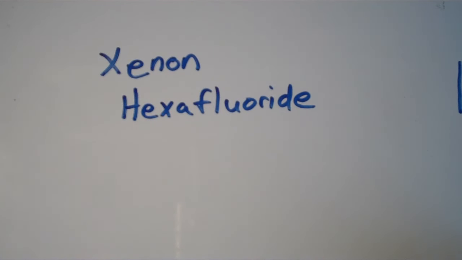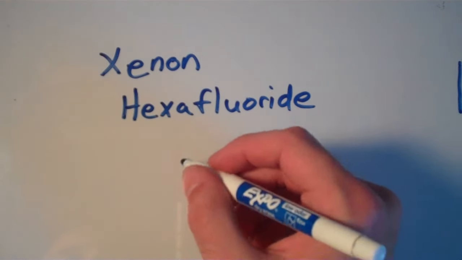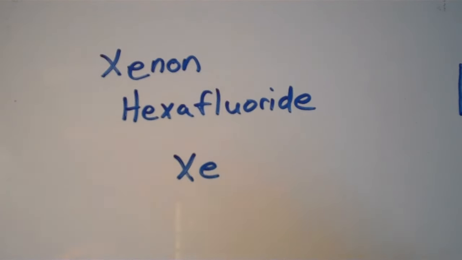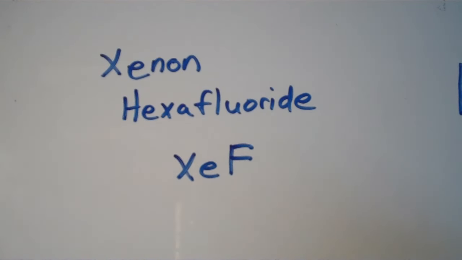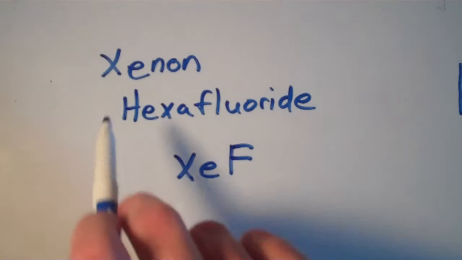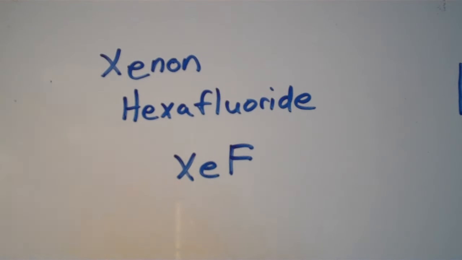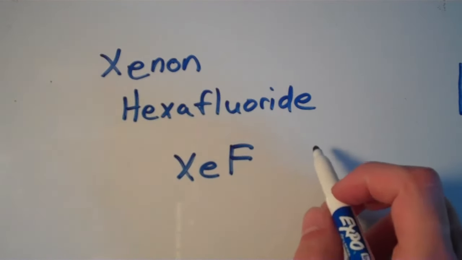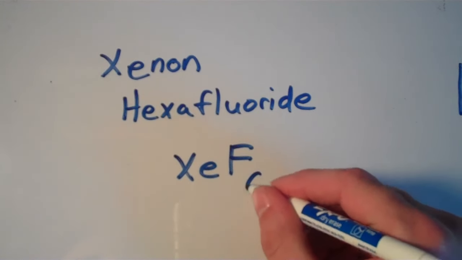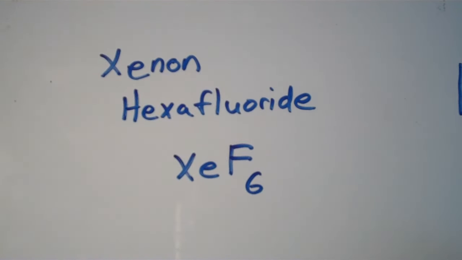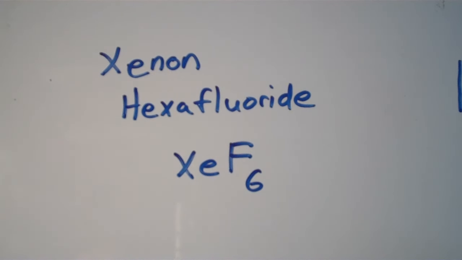Xenon hexafluoride. So we have xenon and we have fluorine. The symbol for xenon is Xe, and the symbol for fluorine is F. We have only one xenon because there's no prefix here. And we have 6 fluorine atoms because the prefix hexa means 6. So XeF6 is our formula. So there you go. That is how to write formulas for molecular compounds.